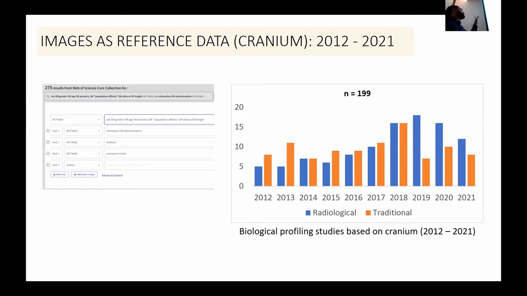This was my quick personal research. It requires additional filtering. I looked for methods for sex, age, ancestry, or stature estimation using the cranium in the last 10 years. The blue ones are methods developed based on radiological or medical images, and the orange ones are based on traditional skeleton collections. In the first years, around 2012, 2013, they were a minority, from a third up to a half. And if we look at the last 3 years, we can see that they are now prevailing. Almost two thirds of modern standards for human biological profiling are based on medical images. COVID could have contributed to that also, but I think it's a general trend that will certainly continue.